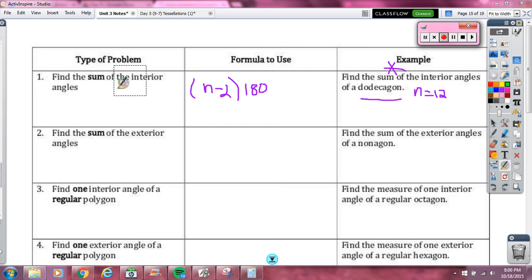The next one's probably everybody's favorite formula because it's not really a formula, it's just a number. The sum of the exterior angles of any polygon is going to end up being 360 degrees.